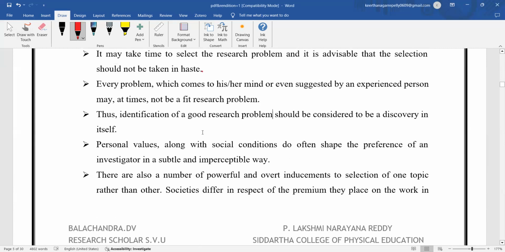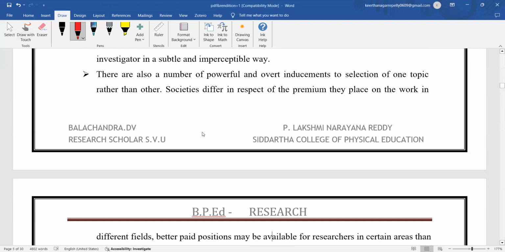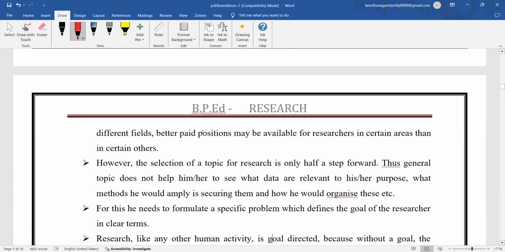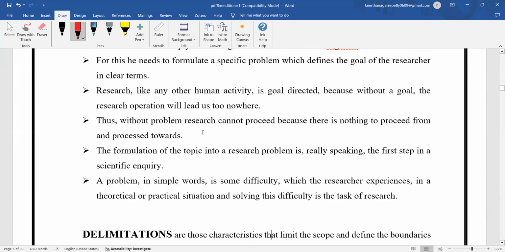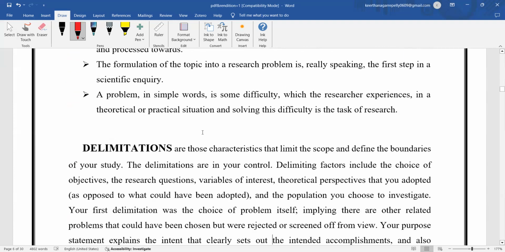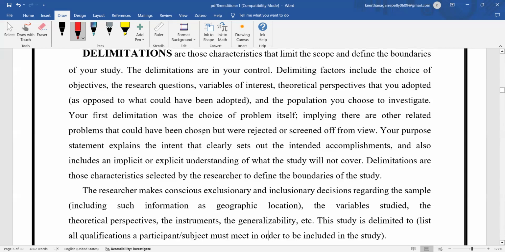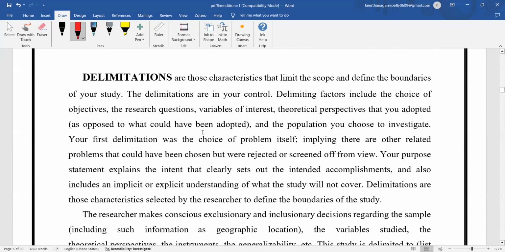The other points explain the importance of formulation of the research. Next we'll see delimitations of the research.